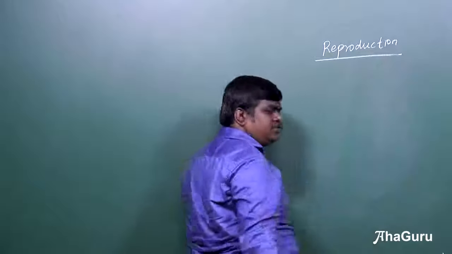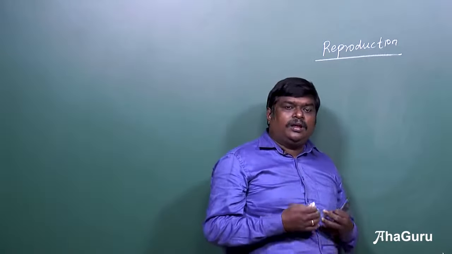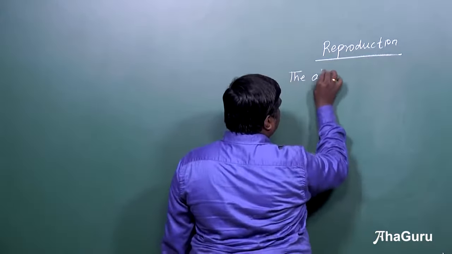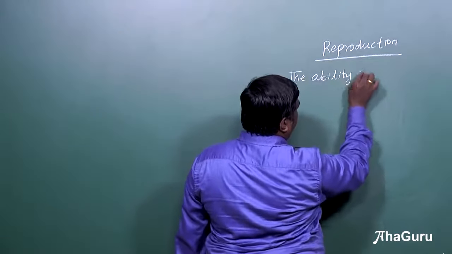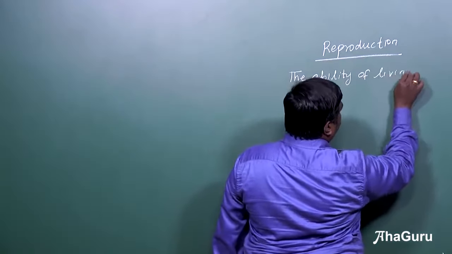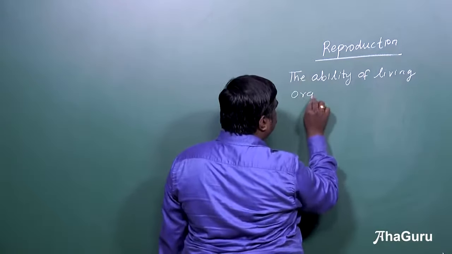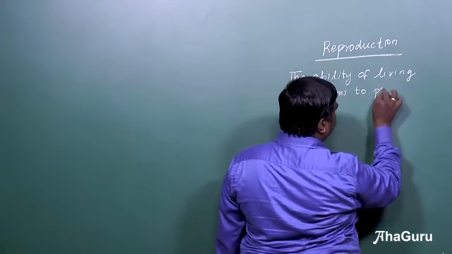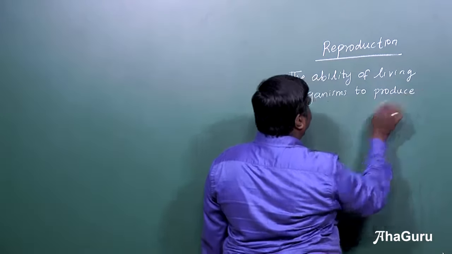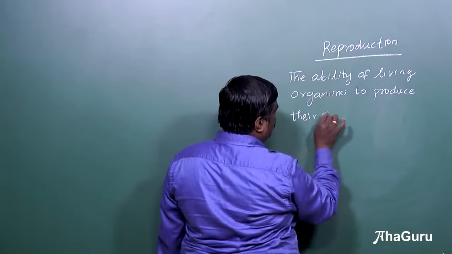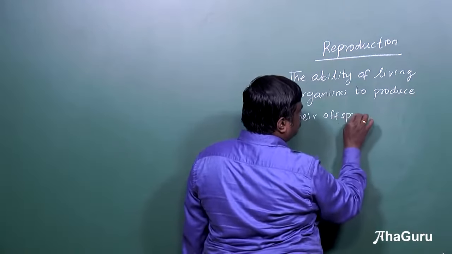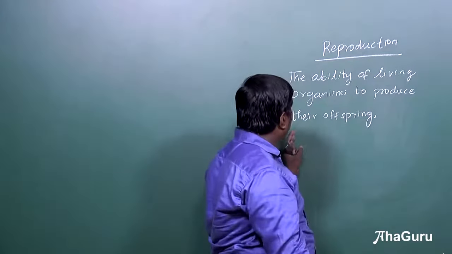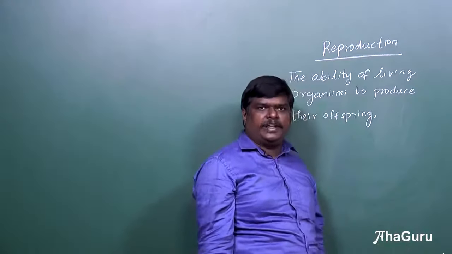All living organisms reproduce. What is reproduction? The ability of living organisms to produce their offspring. That is called reproduction. The ability of living organisms to produce their offspring.